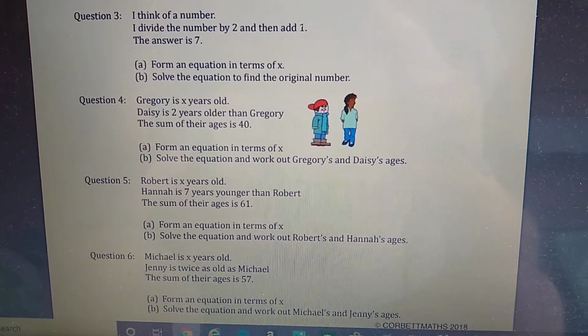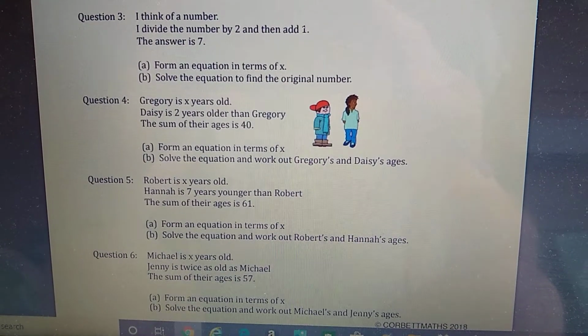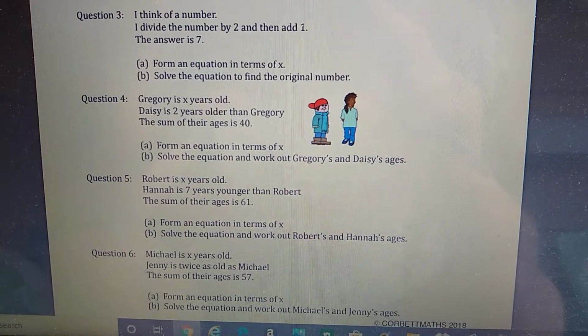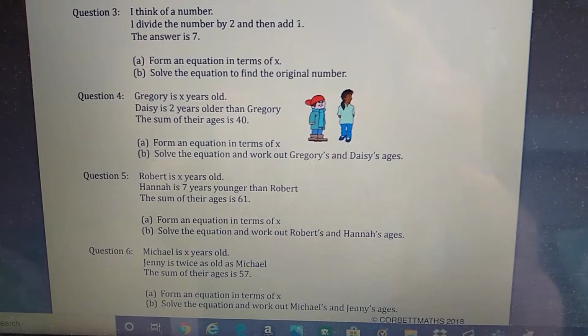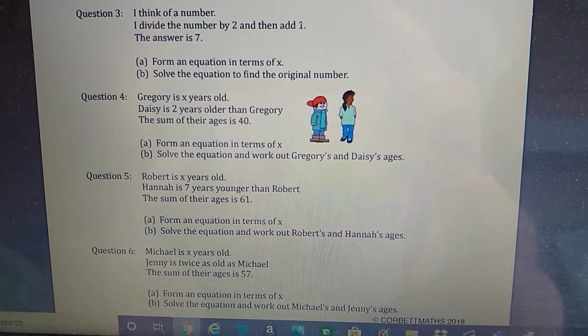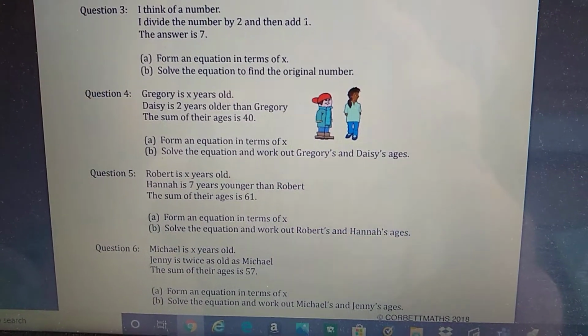Okay, so I'm not trying to get an answer of 7 here. I'm just thinking what does it look like when I think of a number, divide by 2 and add 1. So 10 divided by 2 plus 1. Another number, 5. 5 divided by 2 plus 1. 17 divided by 2 plus 1. 196 divided by 2 plus 1.